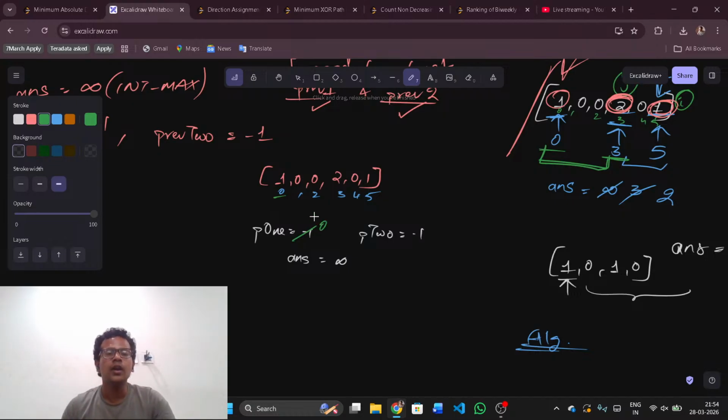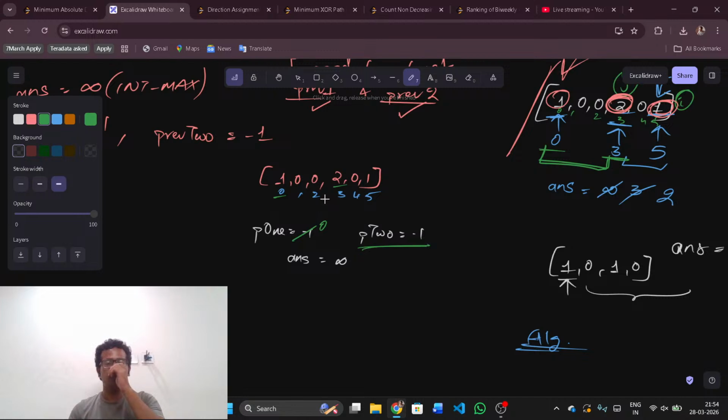Now, as I got 1, will I check whether I got 2 or not? Yes, I will of course check, but it is minus 1, so I don't compute the difference. Only if it is not minus 1, meaning it is already present. What does it mean if it is minus 1? It is not present in the array, right? So let's move forward. 0, nothing to do with 0, and nothing to do with 0 again.